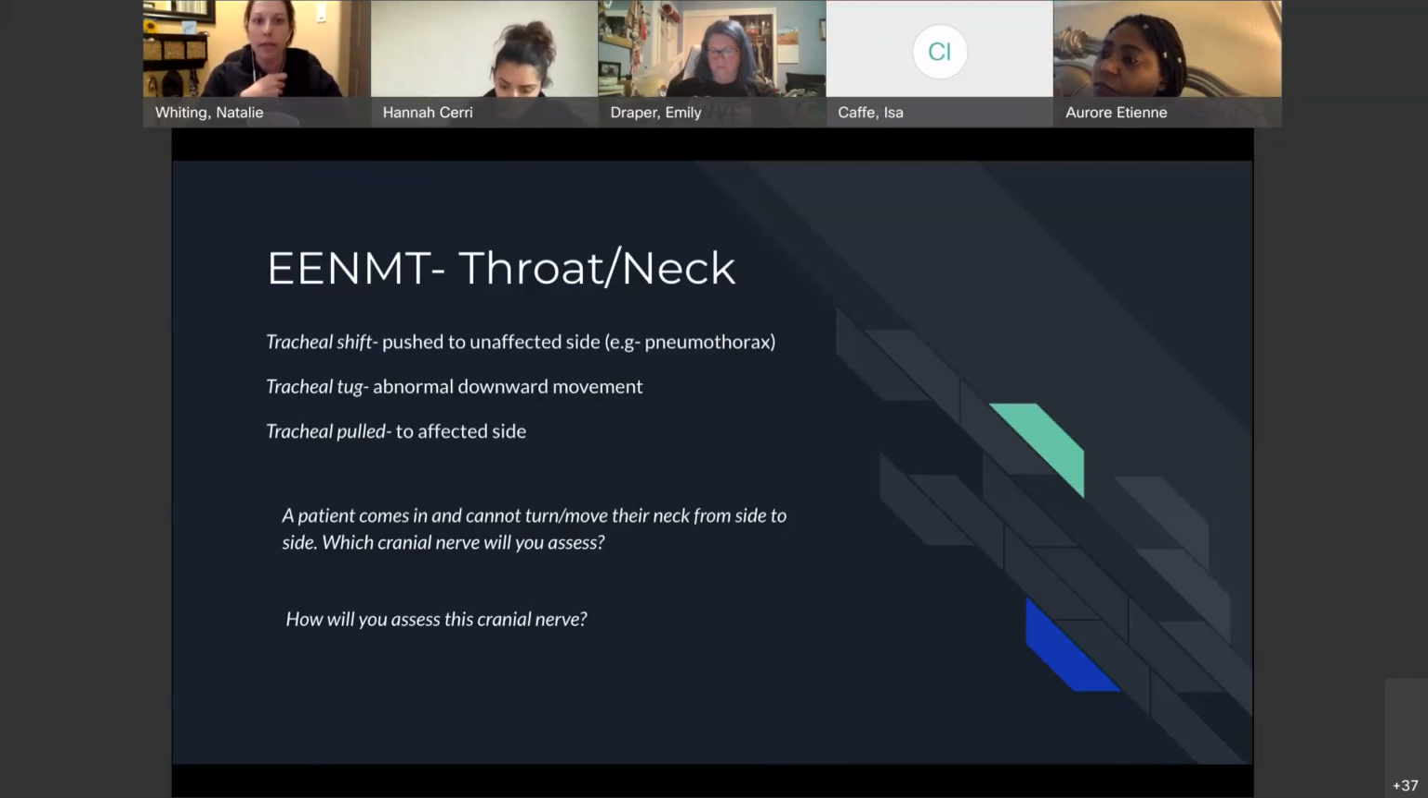Tracheal tug is an abnormal downward movement of the trachea. If a trachea is pulled, it's being pulled to the affected side, and that can be different conditions. No tracheal shift for sure.